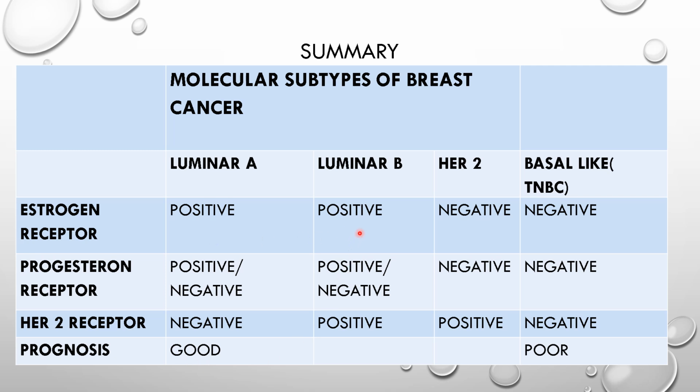When you go to Luminal B, again estrogen is positive, progesterone can be positive or negative, and HER2 receptor is positive. This is the major difference between Luminal A and B, the presence of HER2 receptors. The third one is what we call the HER2 subtype, and you can see HER2 subtype, the hormone receptors are negative, that is estrogen and progesterone, whereas the HER2 receptor is positive. And the last one, basal-like, triple negative breast cancer, everything is negative. No presence of estrogen, no presence of progesterone, no presence of HER2 receptor, and it has poor prognosis compared to the rest.